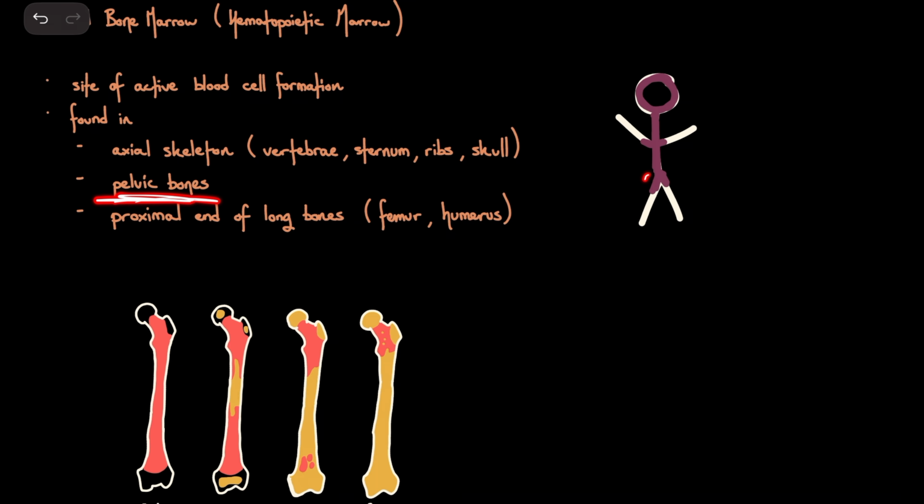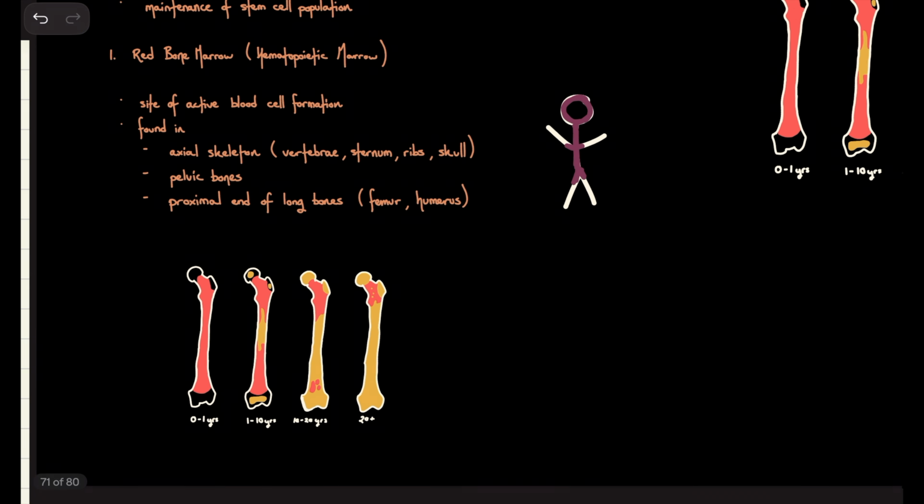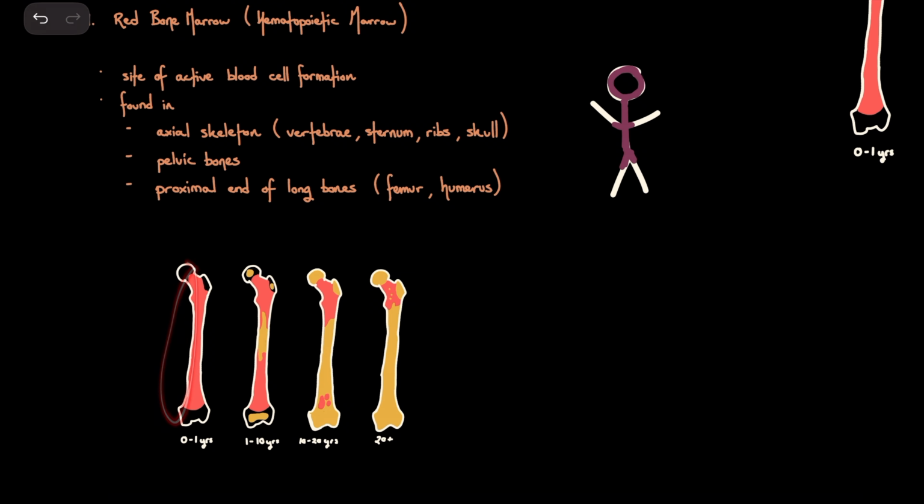That also includes your pelvic bones, so you have a good bit around here. And I already went over that. So red bone marrow, what you need to know, that is where hematopoiesis is occurring. So blood cell formation at its most productive and efficient.